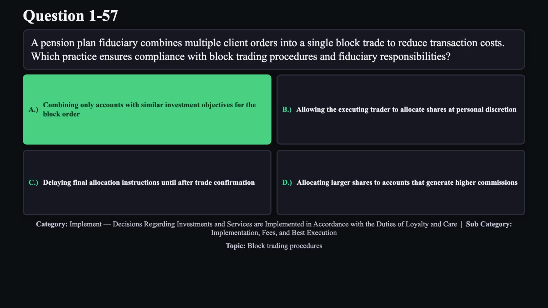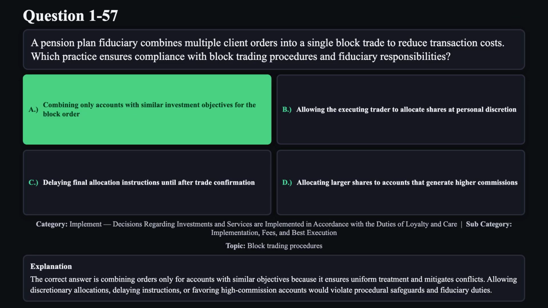The correct answer is A. The correct answer is combining orders only for accounts with similar objectives because it ensures uniform treatment and mitigates conflicts. Allowing discretionary allocations, delaying instructions, or favoring high commission accounts would violate procedural safeguards and fiduciary duties.